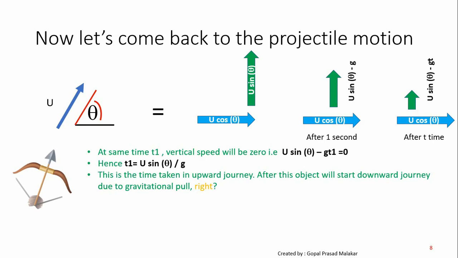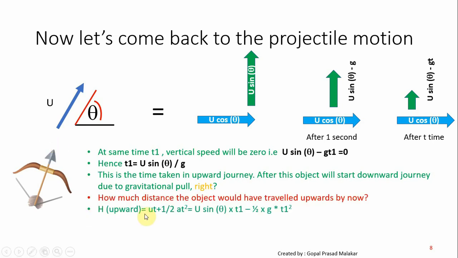It is given by ut plus half at square. That's the formula, where u is the starting velocity. But here the starting upward velocity u is actually u sin theta. This is the formula that we have used all the time. Because u is in this direction, in the vertical direction the speed component is u sin theta. So it is u sin theta into t1 plus half, and I have put minus because if I show u in this direction as positive, then minus g because it's coming in the negative direction, into t1 square.